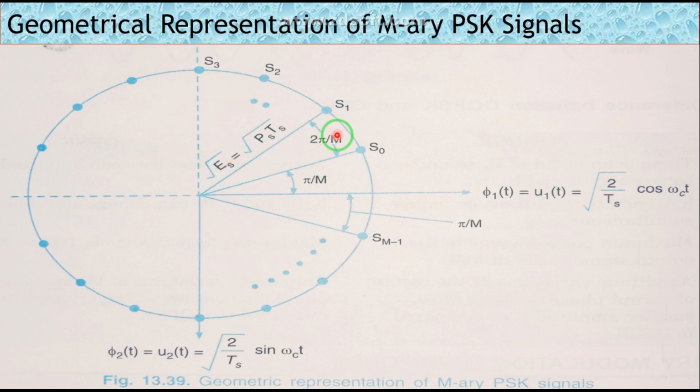And you can see that the distance of each M-ary PSK waveform, these represent M-ary PSK waveforms S0, S1, S2, from the origin, you know the distance is root of Es, as we have just seen. So what we are trying to do is represent it geometrically. Hope you understood this diagram.